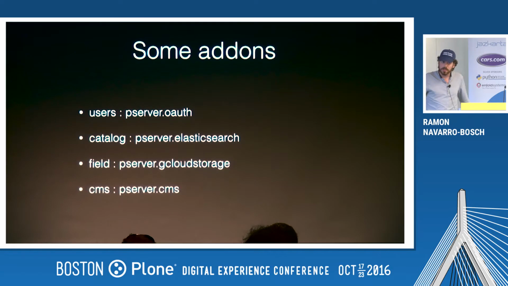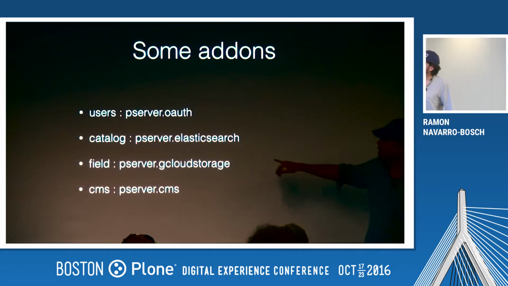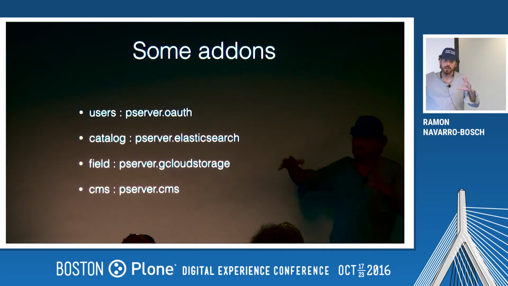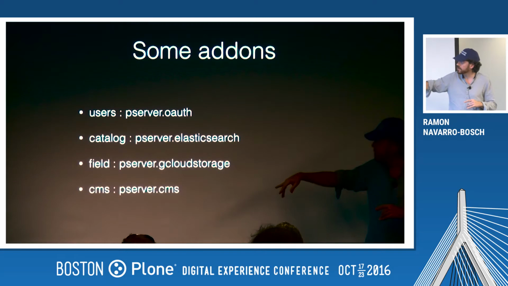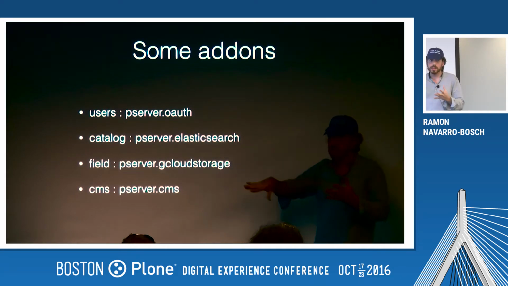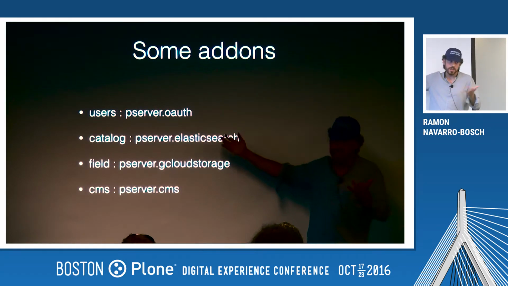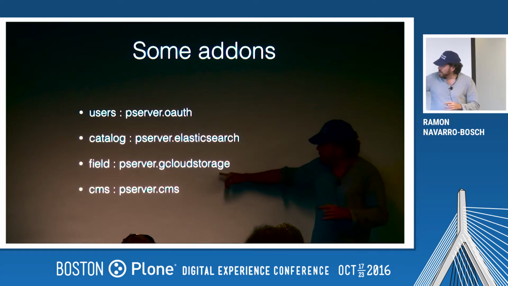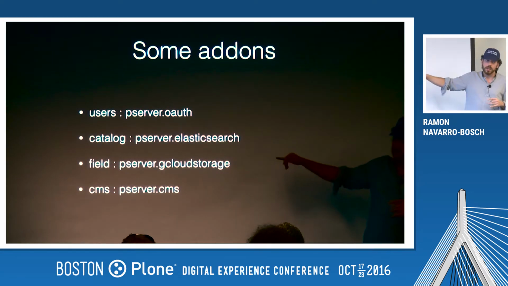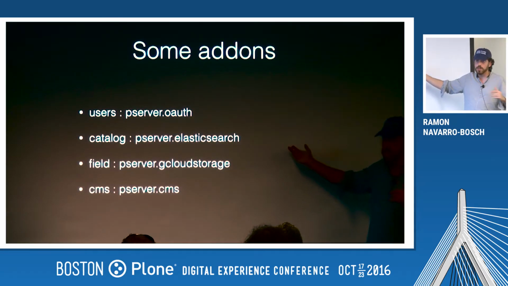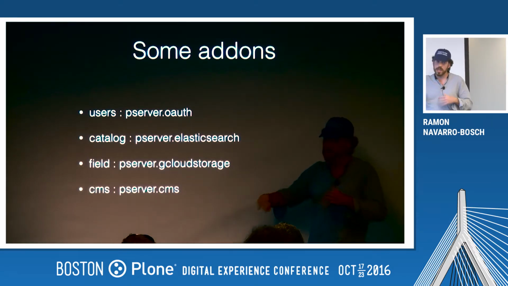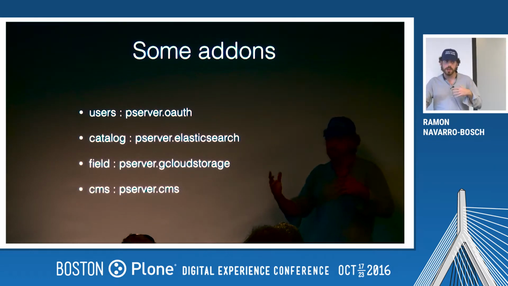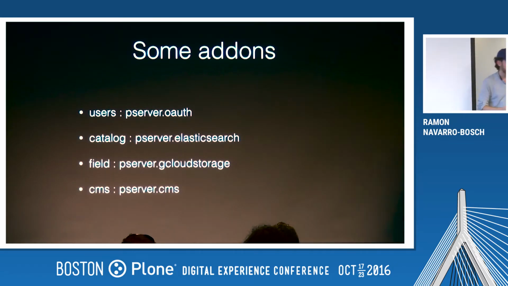We created some add-ons we published recently. One is an OAuth-like add-on that allows you to connect with some OAuth. Then there is an Elasticsearch implementation, where the catalog is delegated to Elasticsearch, and it provides you with security the same way that we have in ZCatalog. There is pserver.gcloud storage, a way to define your bucket on Google Cloud Storage, and all blob files are going to be stored there. And pserver.cms is the package that we are building to provide CMS functionality on top of Plone server.